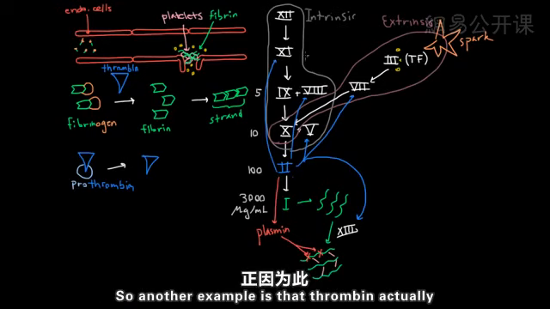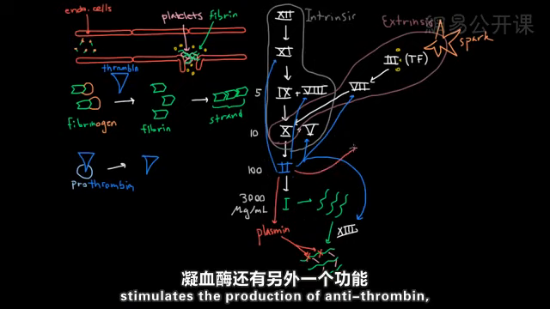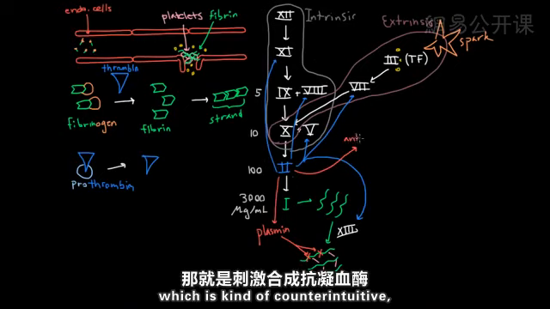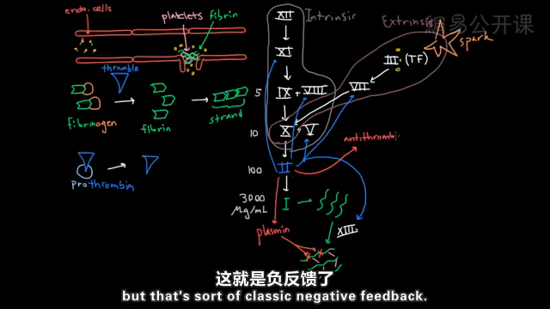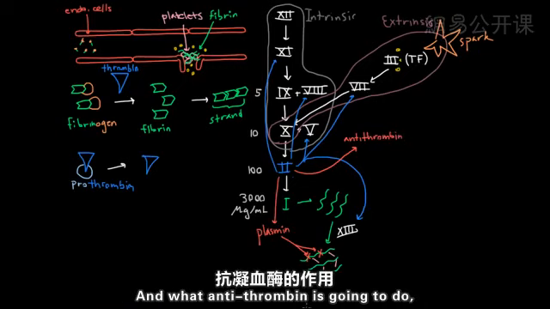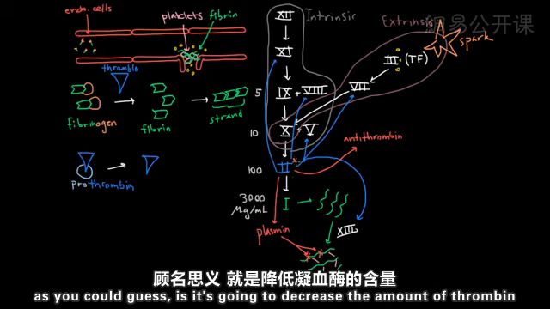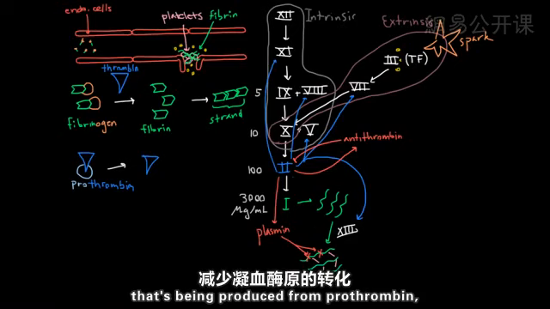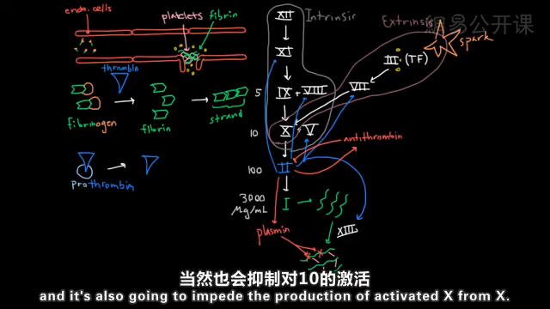So that's one helpful factor, but that's not really an example of negative feedback because it won't prevent the continued production of all this. And so another example is that thrombin actually stimulates the production of antithrombin, which is kind of counterintuitive, but that's sort of classic negative feedback. And what antithrombin is going to do, as you could guess, is it's going to decrease the amount of thrombin that's being produced from prothrombin, and it's also going to impede the production of activated 10 from 10.